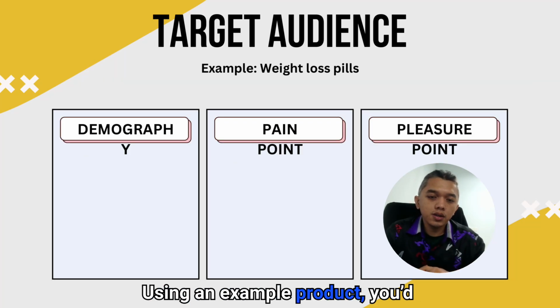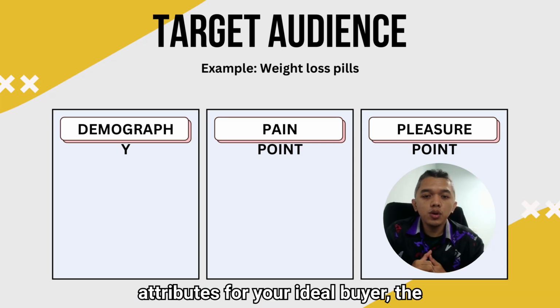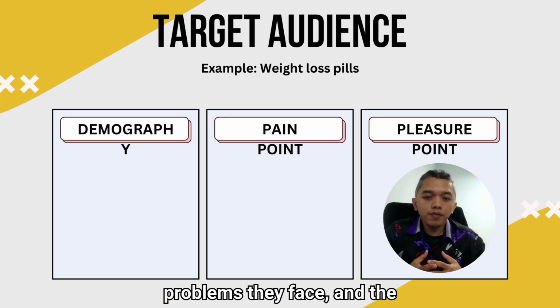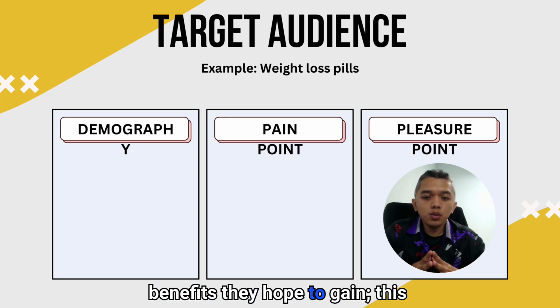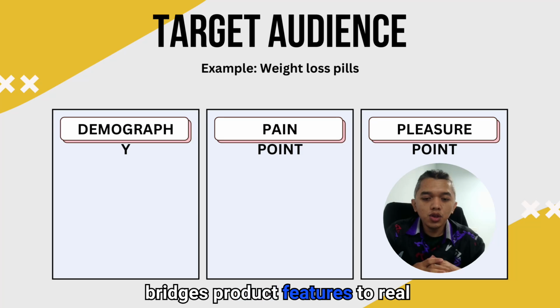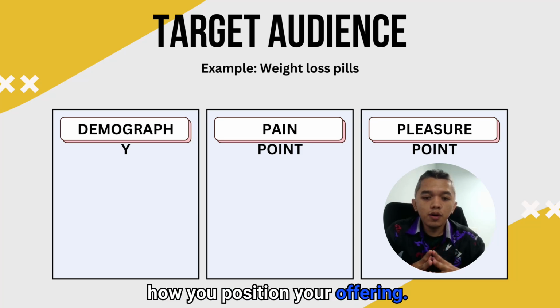Using an example product, you'd fill the template with concrete attributes for your ideal buyer, the problems they face, and the benefits they hope to gain. This bridges product features to real human motivations and guides how you position your offering.